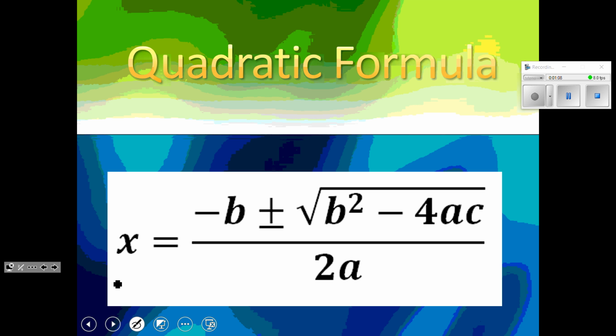So this is just a formula, and everybody says, okay, I can plug into the formula if I knew what a, b, and c were. So it'll be this formula when you have ax squared plus bx plus c is equal to 0. So a will be the coefficient in front of the x squared. B will be the coefficient in front of the x. And c will be the constant or the number that's by itself.